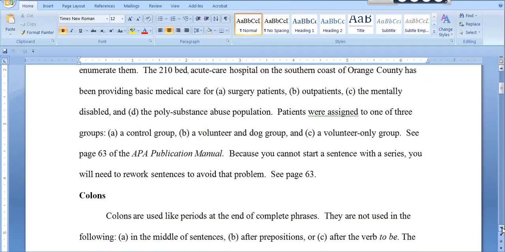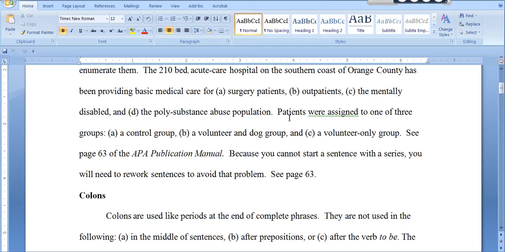The 210-bed acute care hospital on the southern coast of Orange County has been providing basic medical care for surgery patients, outpatients, the mentally disabled, and the polysubstance abuse population. Notice how there is no colon here before the list of items, and how there is a comma here before the "and," which is in the pattern for APA style.